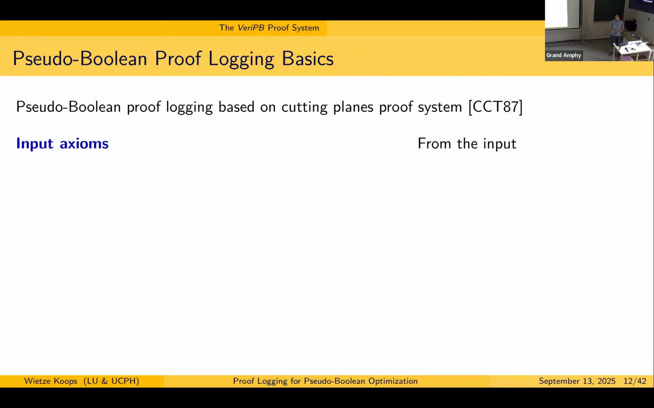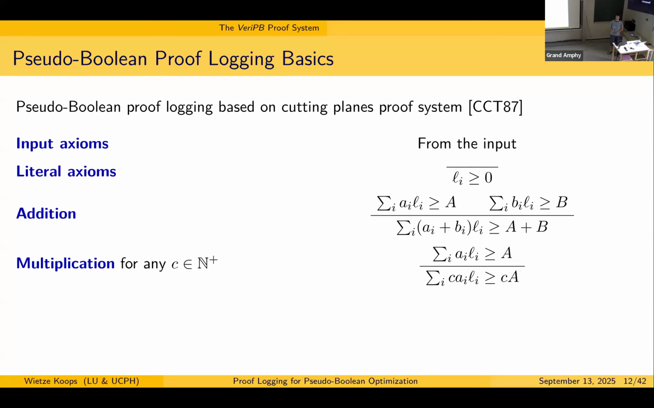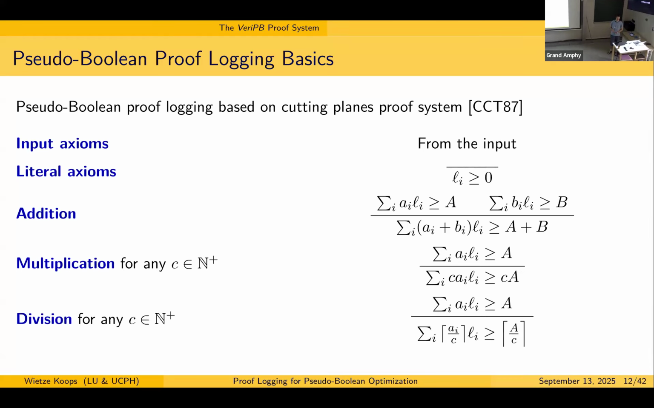So with that said, I will turn to the VeriPB proof system. So we have seen that the proof system is based on the cutting planes proof system, which means that we can use any input axioms. We can use literal axioms saying that literals are non-negative. We can add two constraints. We can multiply constraints by a positive integer. And we can do a cutting planes division by a positive integer, which means that we round up the coefficients.